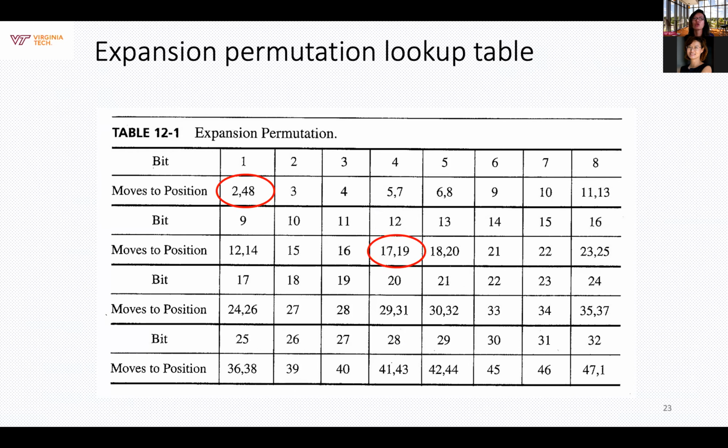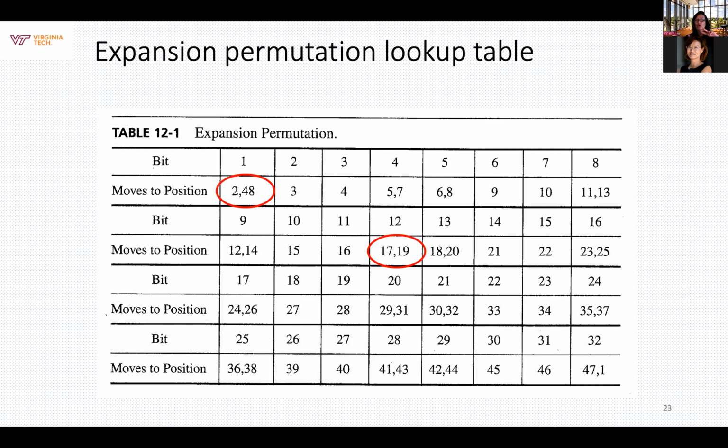Permutation is a lookup table. It's very fast, and so DES can be implemented extremely fast, with a lot of hardware support as well. Here, if the original bit 1 will be copied into 2 places, one is bit 2 and the other is bit 48. So you see there is expansion going on.